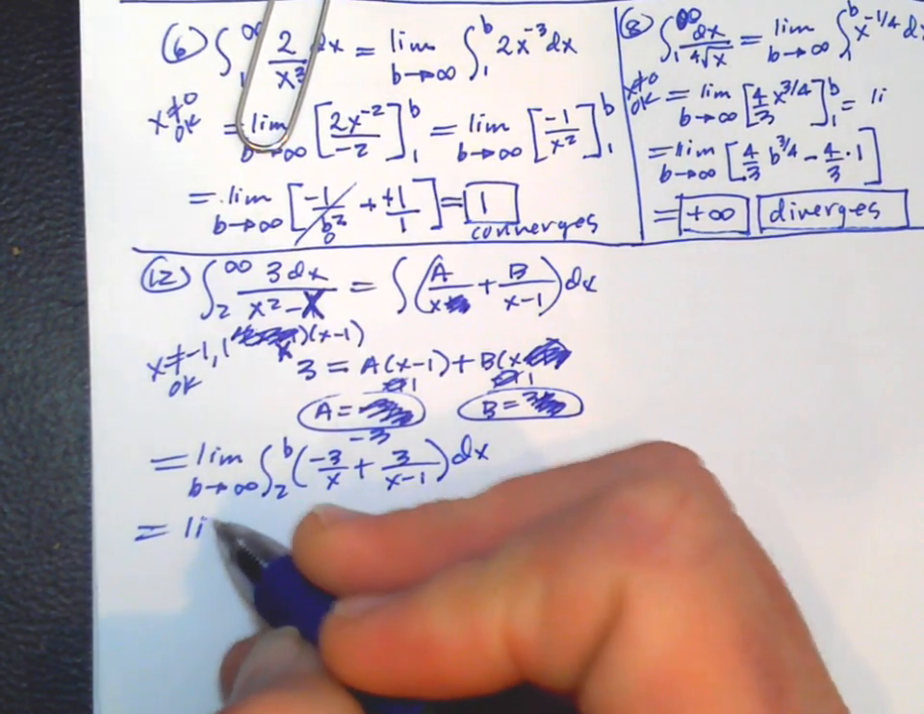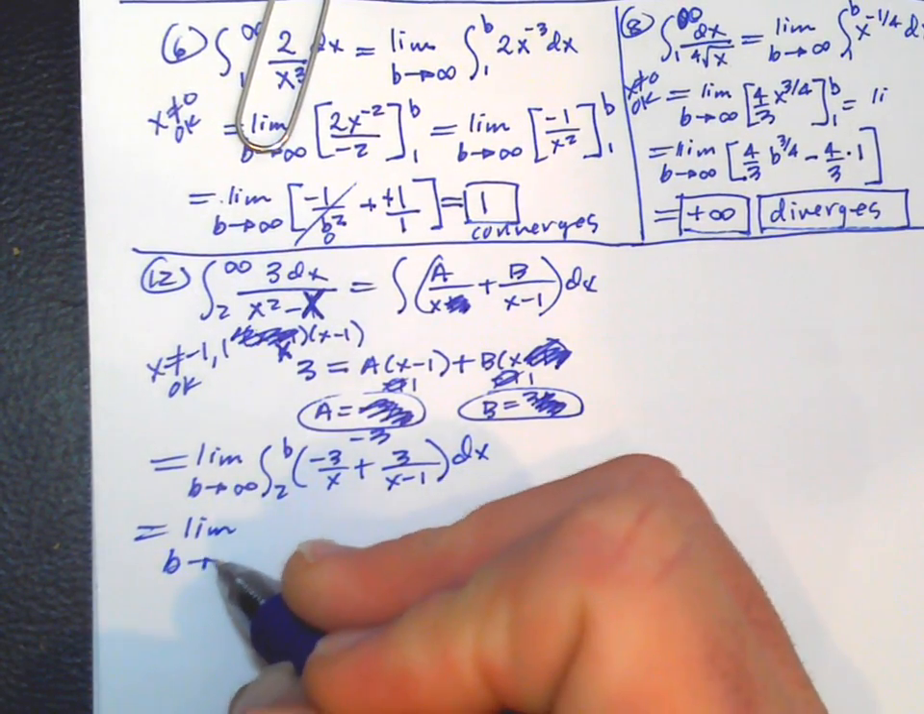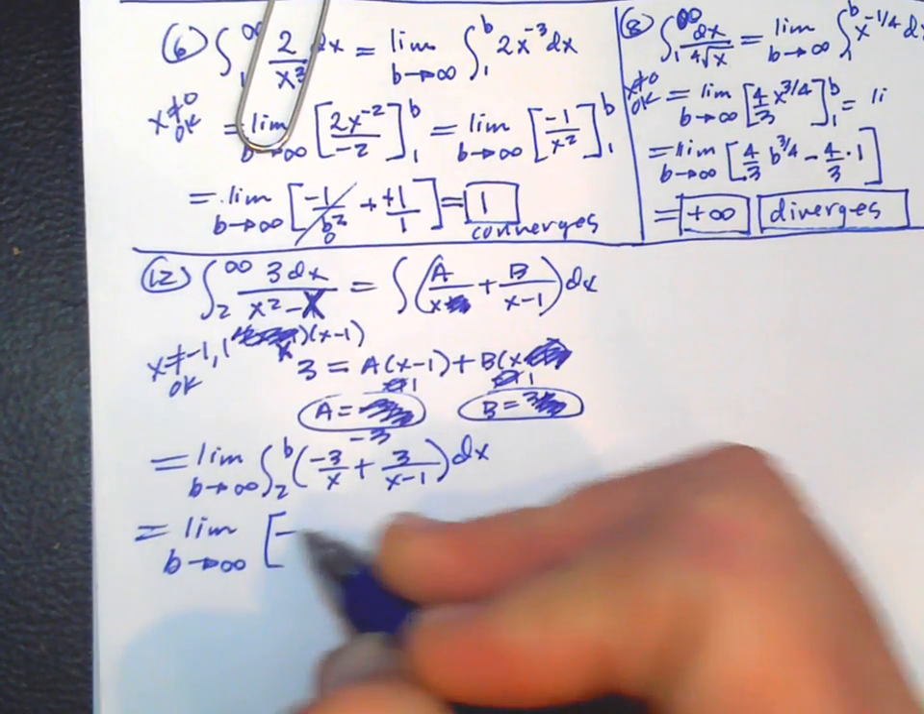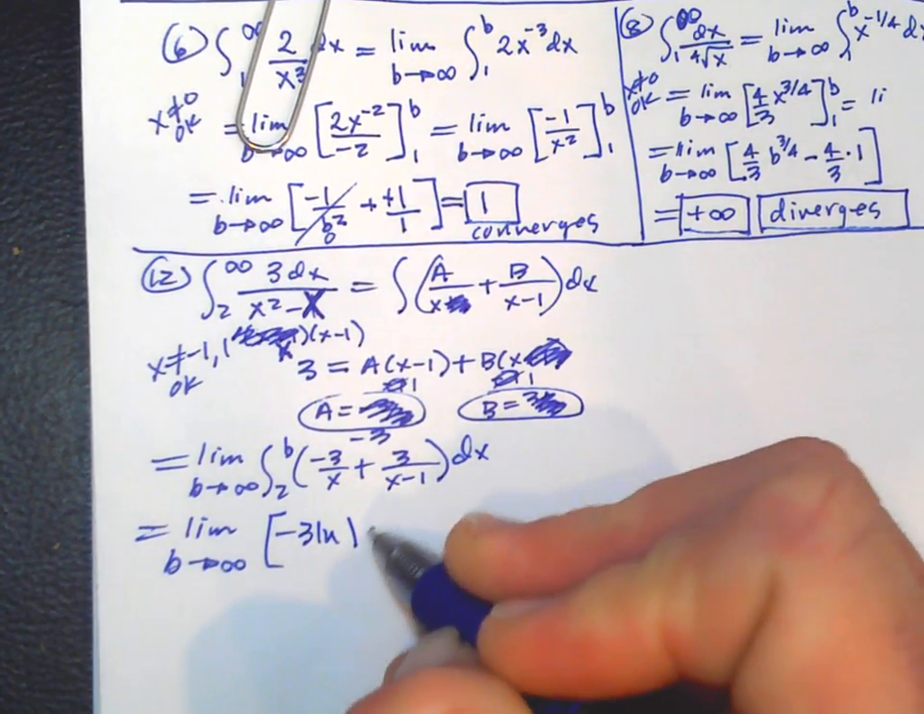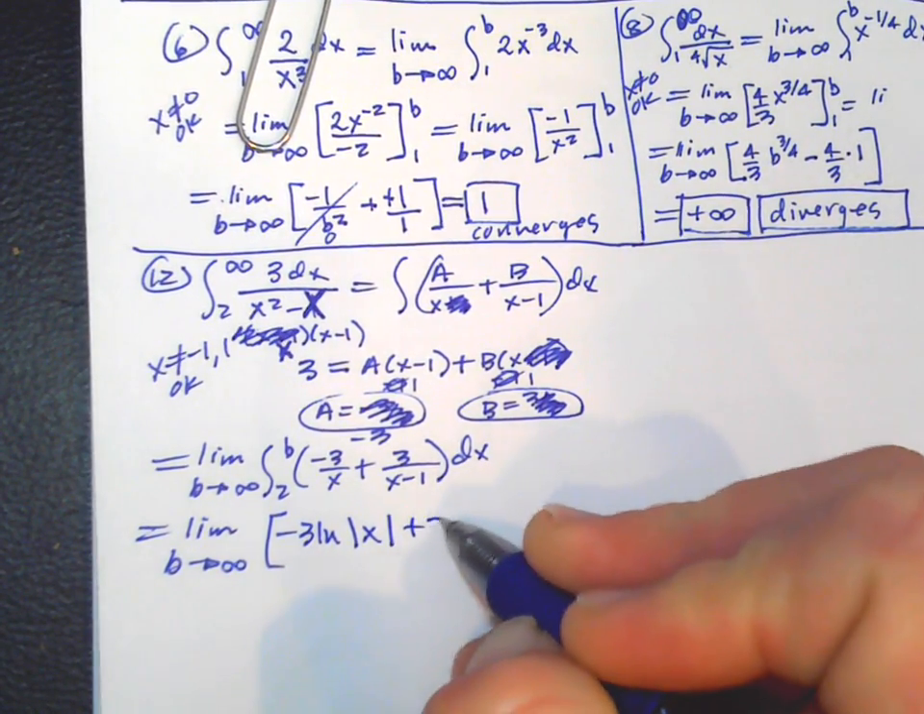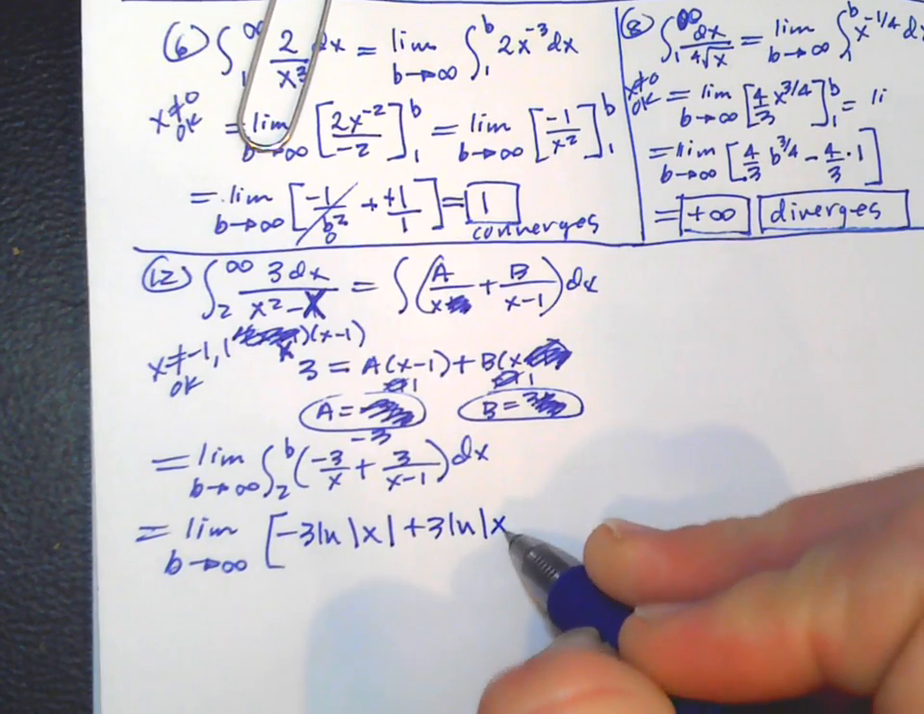And the antiderivative is going to be negative 3 natural log of the absolute value of x plus 3 natural log of the absolute value of x minus 1.